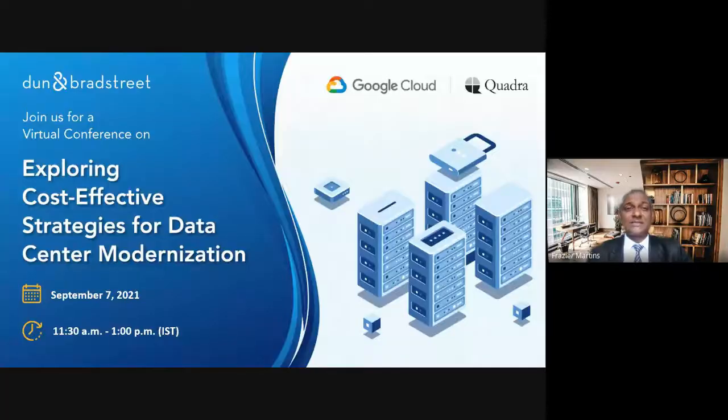With this context, Dun & Bradstreet, in association with Google Cloud and Quadra, is glad to present this virtual conference on the pertinent topic, exploring cost-effective strategies for data center modernization.